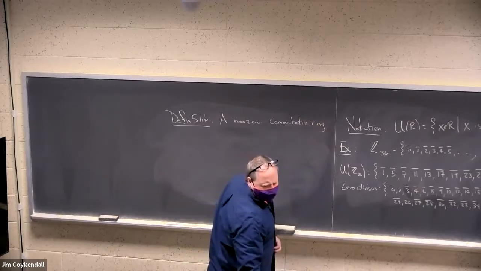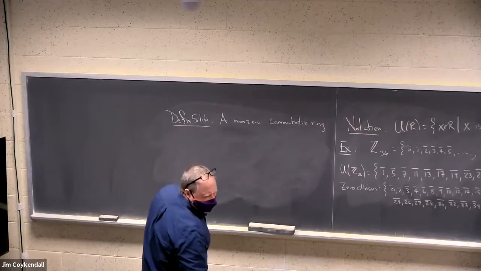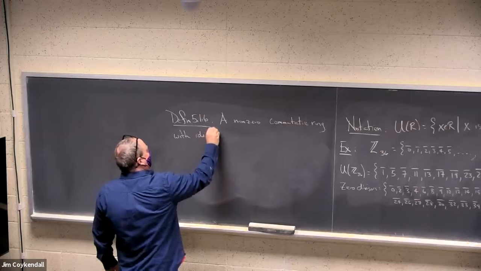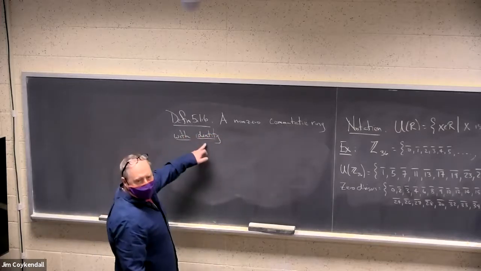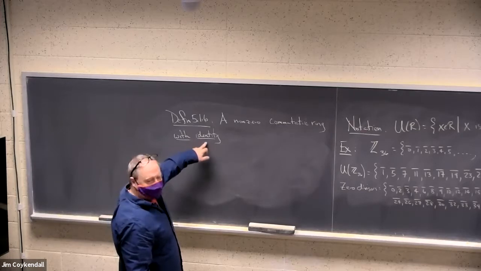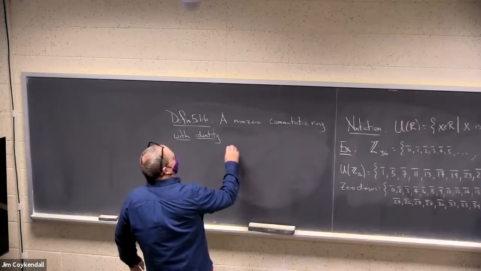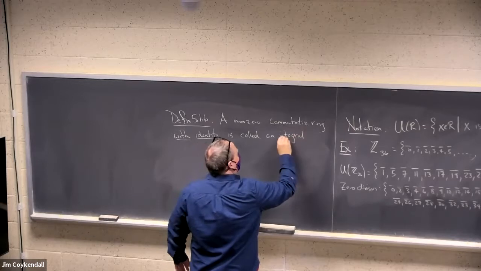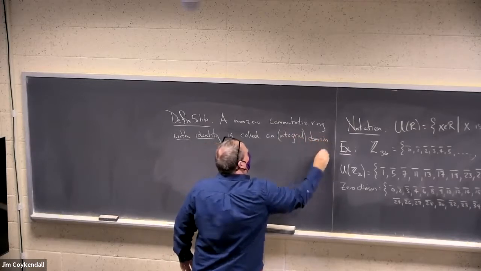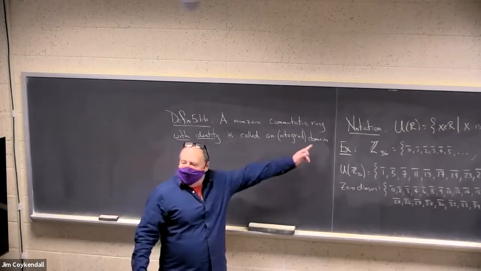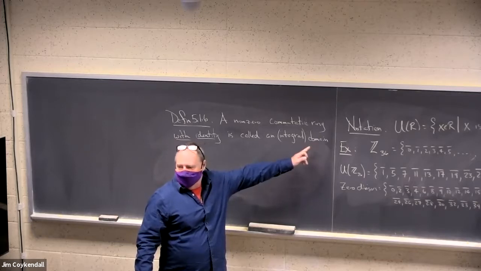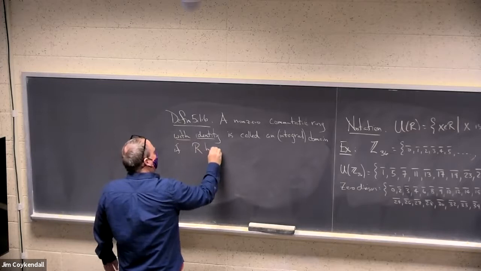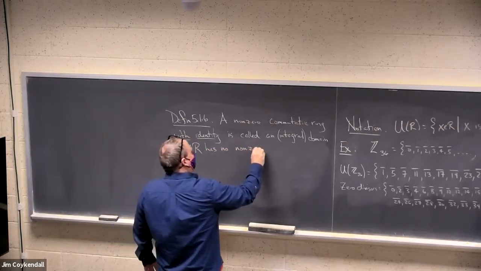A commutative ring with identity, and since I said it's a non-zero ring, this prevents the identity from being 0, is called an integral ring. It's technically called an integral domain, but if you ever see me just say, let R be a domain, that means integral domain; sometimes the word integral is left off. If R has no non-zero zero divisors.